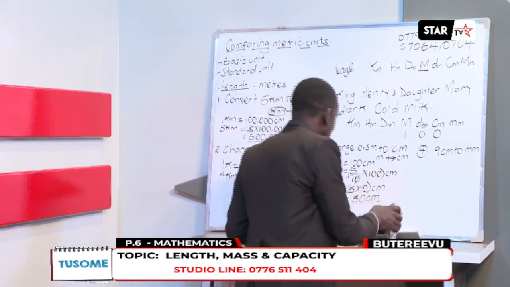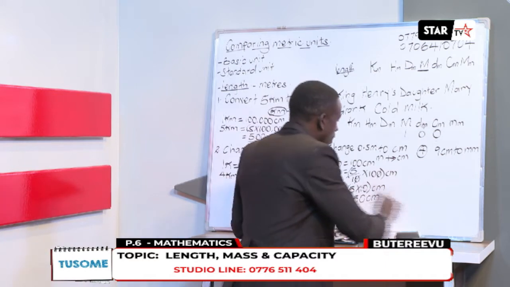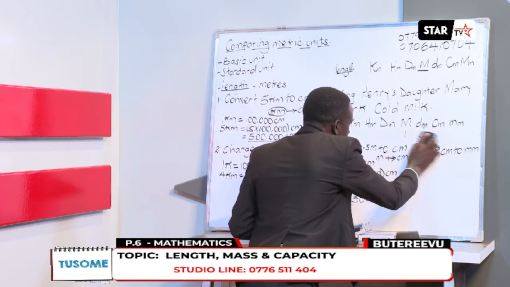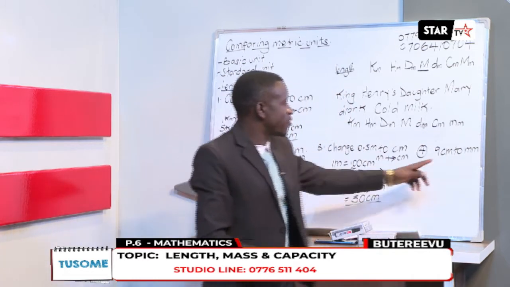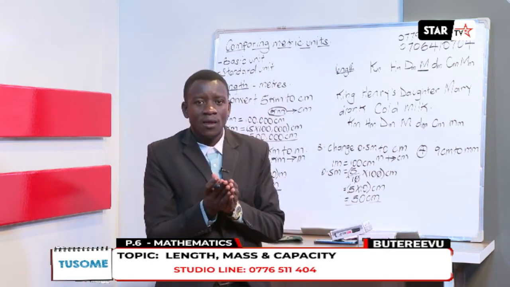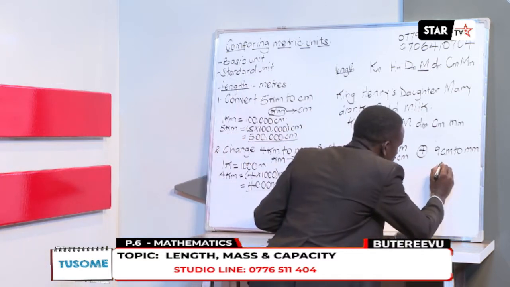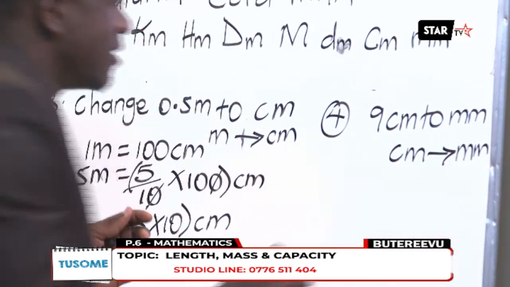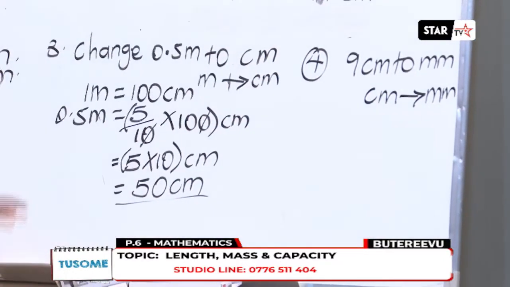I will go back to my scale so that I can confirm without guessing. The question would be, I'm changing from centimeters to millimeters. Where will I place my 1? I'm changing from centimeters to millimeters, so my 1 will be under centimeters.